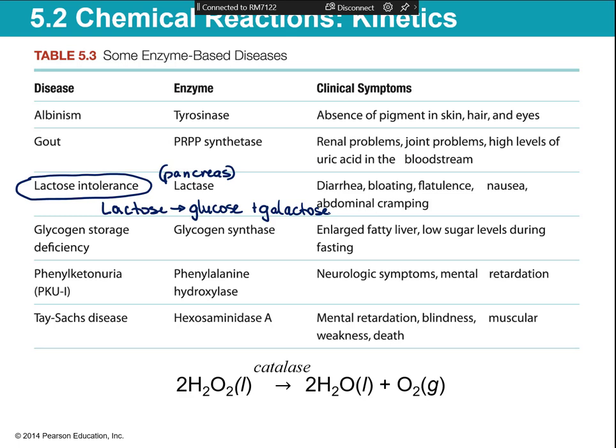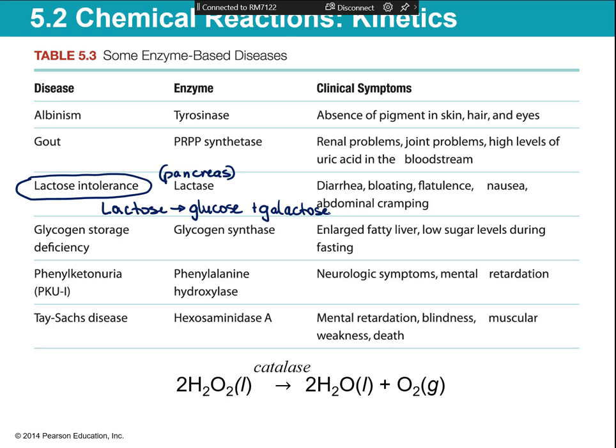So this comes from the pancreas. This gets dumped into your small intestine. So when you drink milk, glug, glug, glug, it goes down. Nothing starts in the mouth because there's no lactase there. Not to this, it's sugar. It goes in the stomach. Nothing happens to lactose in the stomach because you don't have this enzyme.